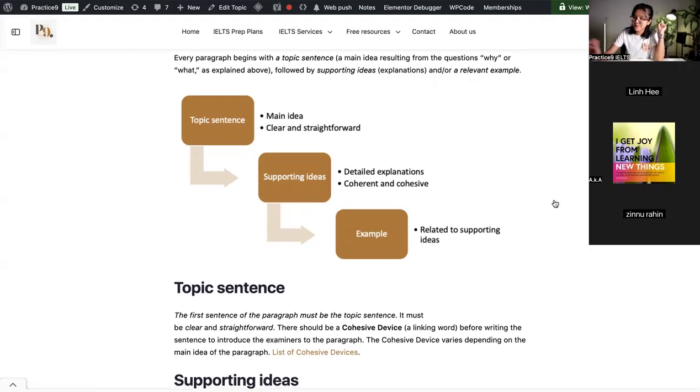Ian, I have one question. Can I ask? Yeah, please. If we choose just agree, 100% agree, in the two body paragraphs, should we give only agree topic sentences, or agree supporting ideas? Yes, very good question. We can, in the first body paragraph, agree, and in the second, disagree. We can't do it. Very good question.